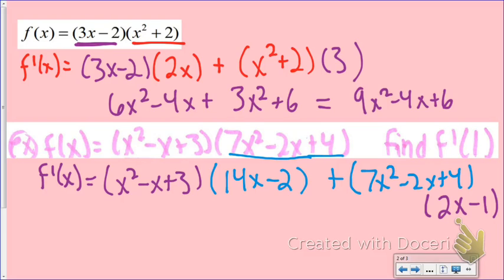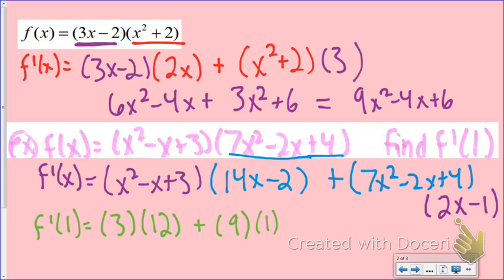And now my final answer is asking me to find f prime of 1. So all I have to do now is just plug in 1 everywhere there's an x. And this is going to be a lot easier to work with than doing all that FOILing. So I'm going to have 1 minus 1 plus 3 times 14 times 1 minus 2 plus 7 minus 2 plus 4 times 2 minus 1. So again, I can finish up this math here. I've got 36 plus 9, which is going to be 45.